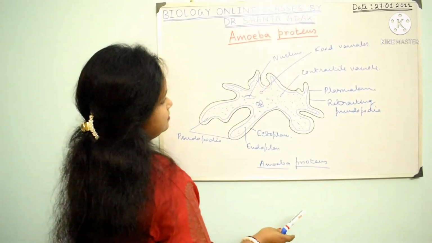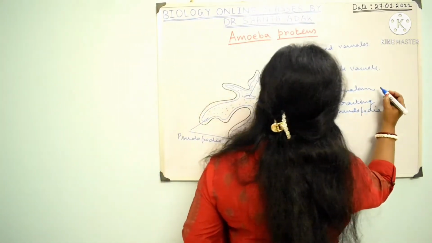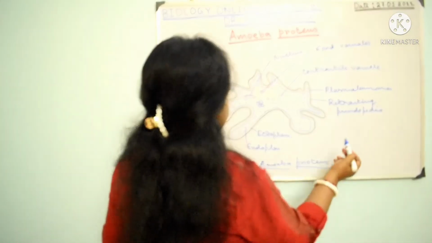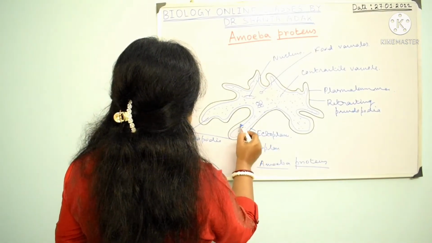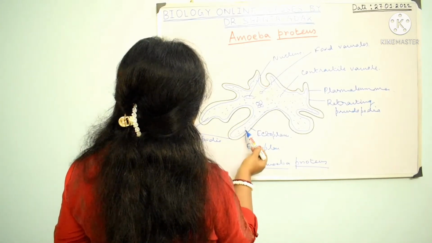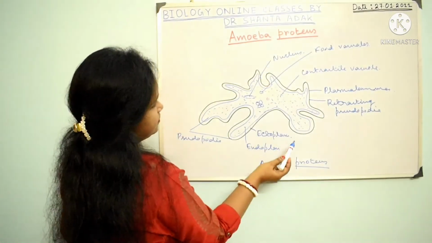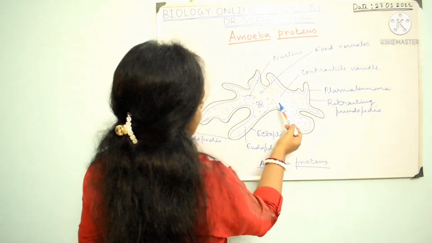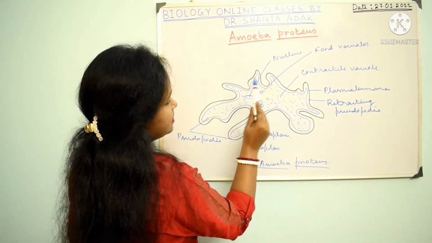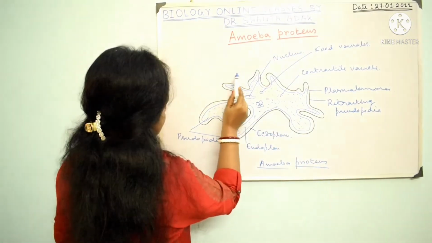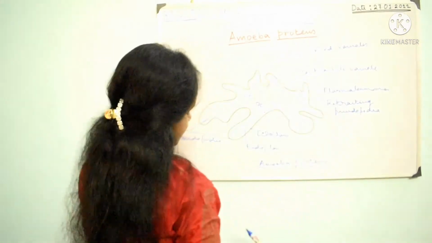This outer black-colored layer is the plasmalemma layer. The inner layer is the ectoplasm layer, and the inner endoplasm layer is surrounded by the ectoplasm. The contractile vacuole plays all activities of the body. These are all food vacuoles. This is the nucleus, and these are pseudopodia: extending pseudopodia and retracting pseudopodia. Okay.